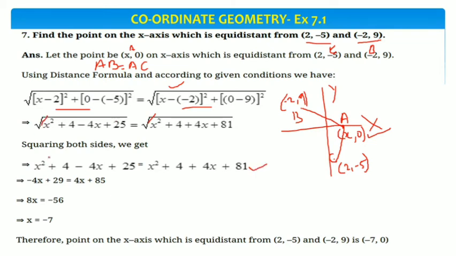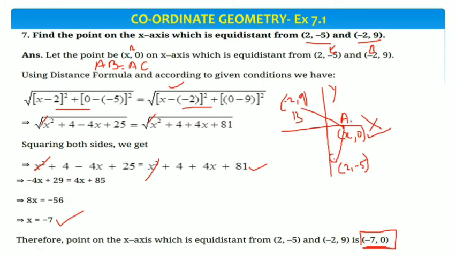Now here x square cancelled. It will be minus 4x, 25 plus 4, 29 will become. Here 4x, 4 plus 81 will be 85. And upon solving, we will get the value for x to be minus 7. So here this x is minus 7. So our coordinate for point A will be minus 7 comma 0. So this way we can find a point on the x-axis which is equidistant from both the points. So this is very important to understand.